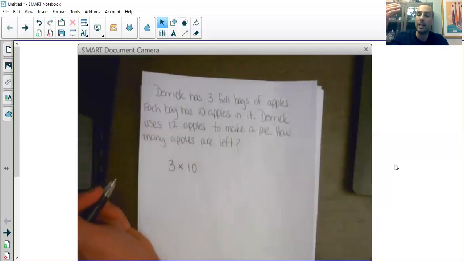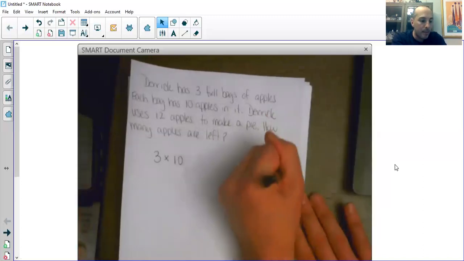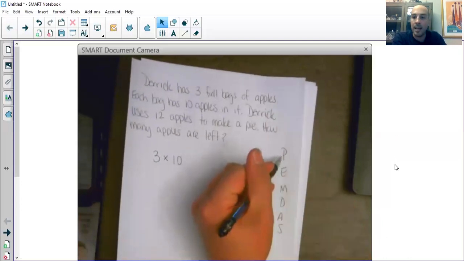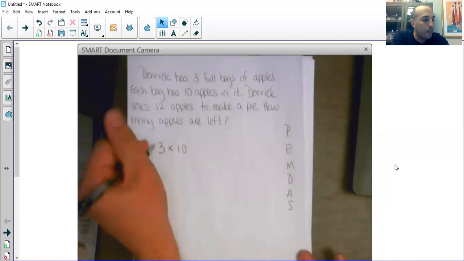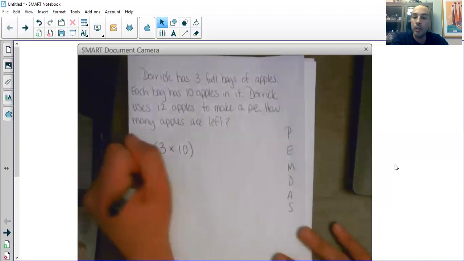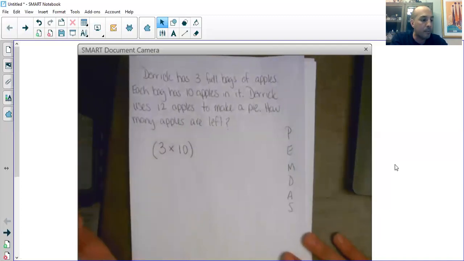Well, if I want somebody to do 3 times 10 as the first step, I'm going to remember PEMDAS. I'm going to remember that the P in PEMDAS stands for parentheses. So I'm going to put that part in parentheses so that the person who's going to solve the problem is going to do this first.